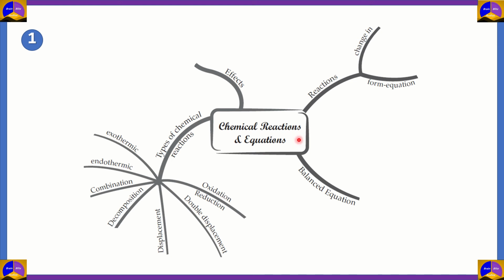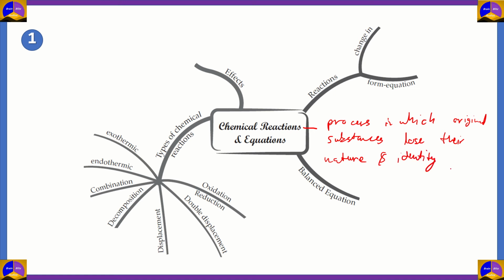So, what is a chemical reaction? A chemical reaction is a process in which original substances lose their nature and identity to form new substances with different properties. So the definition of a chemical reaction is a process in which original substances lose their nature and identity to form new substances with different properties.